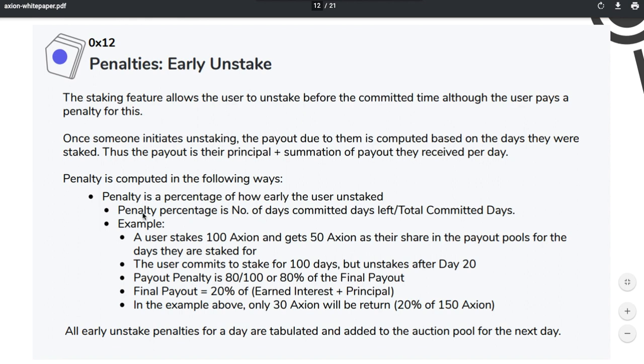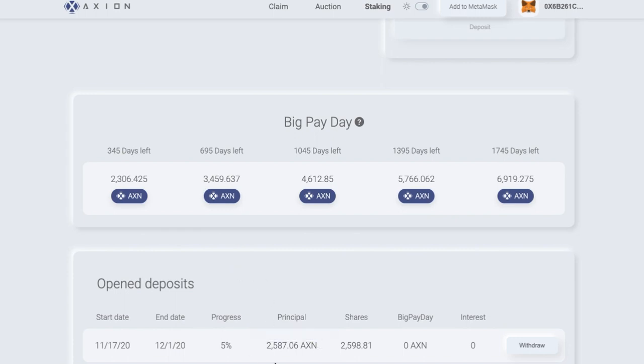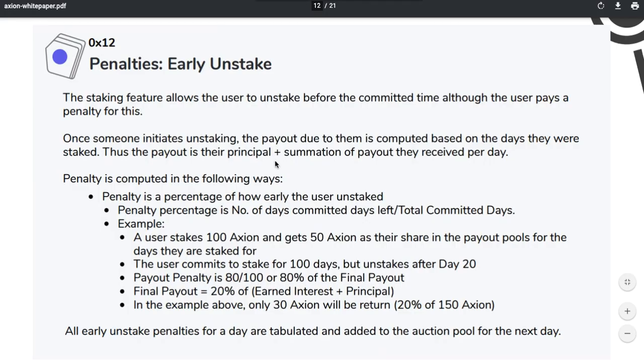So the penalty percentage is 80% of the final payout, which is huge, right? You don't want to unstake early. The final payout will equal 20% of earned interest plus principal. So the actual principal will be affected, not just the interest. In the example above, only 30 Axion will be returned, 20% of 150. The principal was 100, the interest was 50, so it's 150. The penalty was 80 days remaining over 100 days, which is 80%, and so 80% of the earned interest and principal leaves 30 Axion. They lost 70 of their original Axion principal because they unstaked really early.